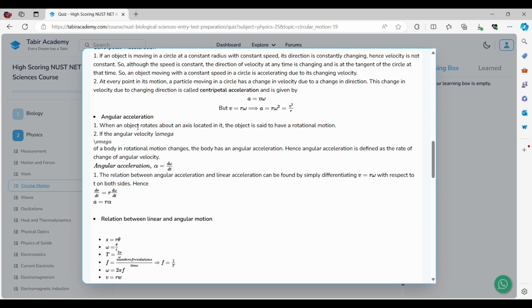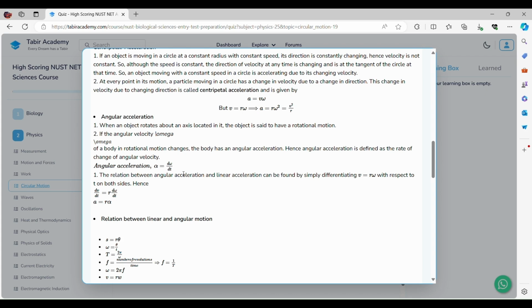Angular acceleration: when an object rotates about an axis located in it, the object is said to have a rotational motion. If the angular velocity of a body in rotational motion changes, the body has an angular acceleration. Hence, angular acceleration is defined as the rate of change of angular velocity. Angular acceleration alpha equals d angular velocity over dt.